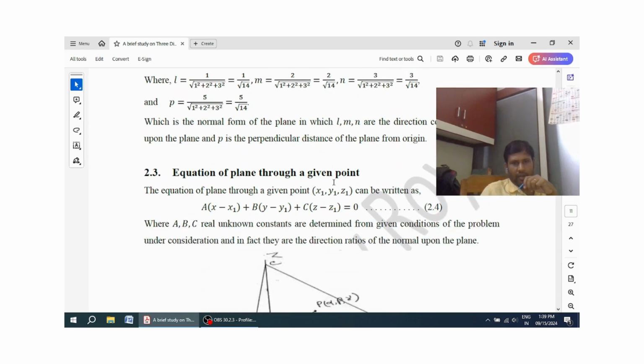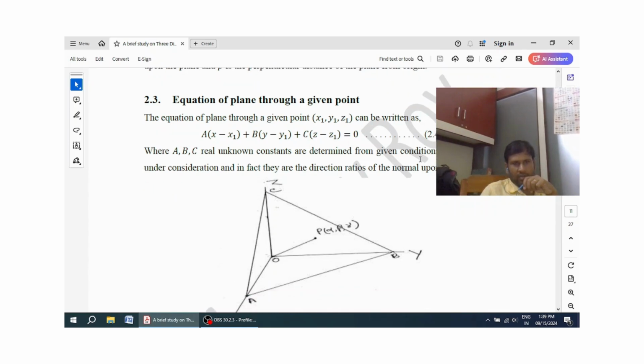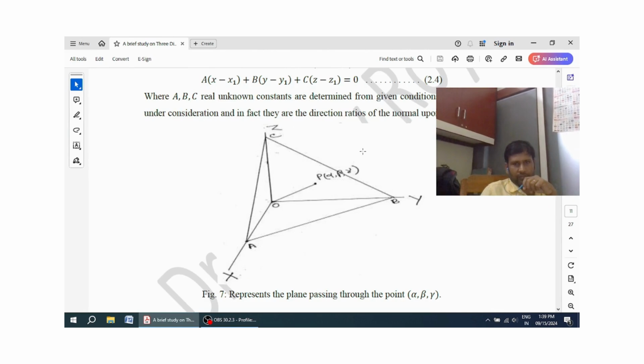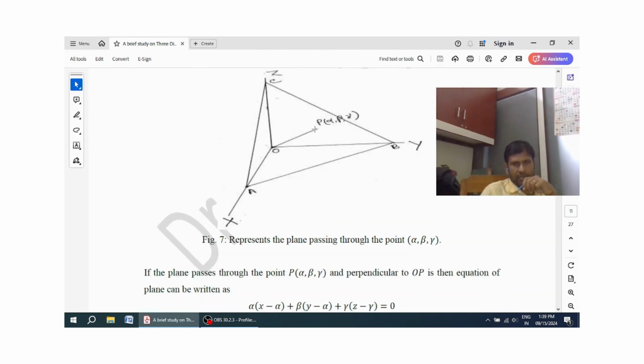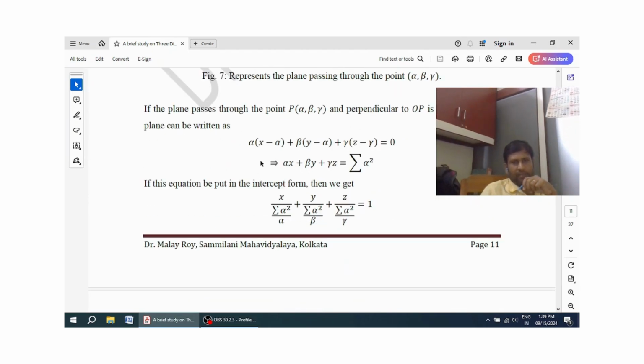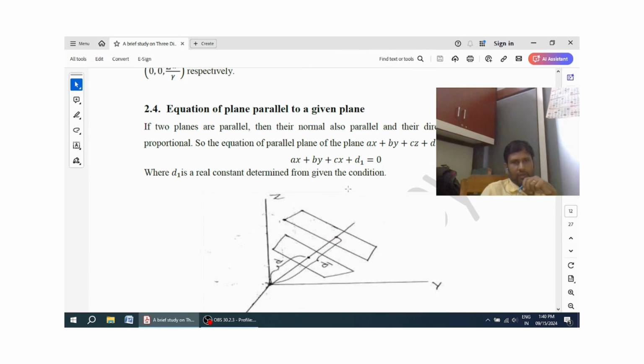And another article, you see the equation of a plane through a given point. If a point x1, y1, z1 is given, then we can find the equation of any plane passing through x1, y1, z1 through this equation 2.4. You see this figure. P is the point on the plane, and OP is the perpendicular to this plane ABC. You must remember this form of the plane for solving further problems.